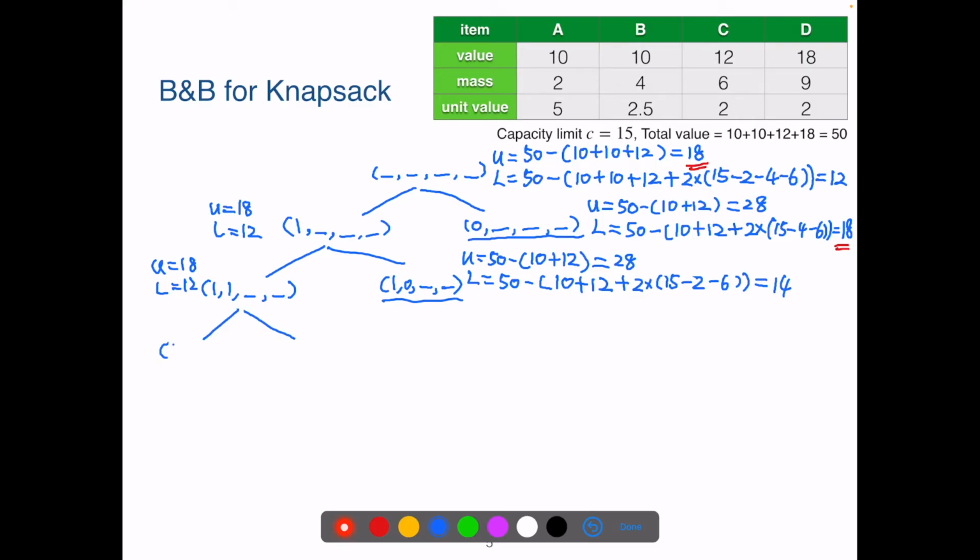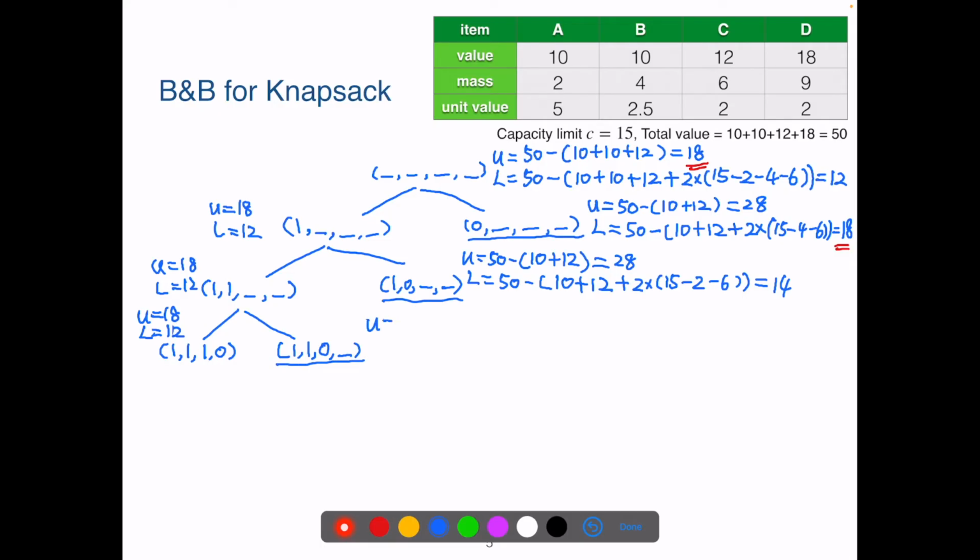On the left side, we have 1, 1, 1. That's the third decision. On the right-hand side, we have 1, 1, 0. For the partial solution on the left-hand side, we have A, B, C chosen. So the upper and the lower bounds will still be the same. Now let's figure out the bounds for the right-hand side partial solution.